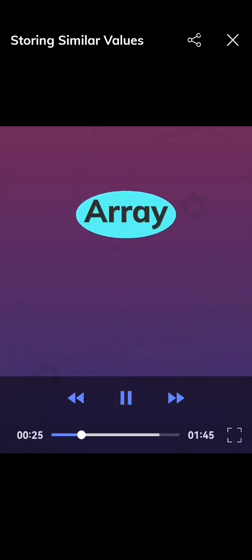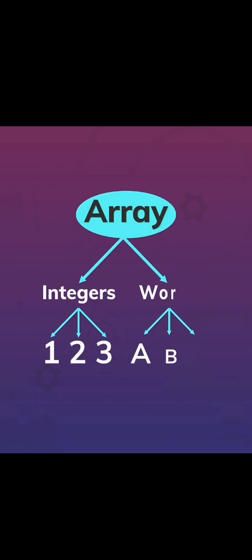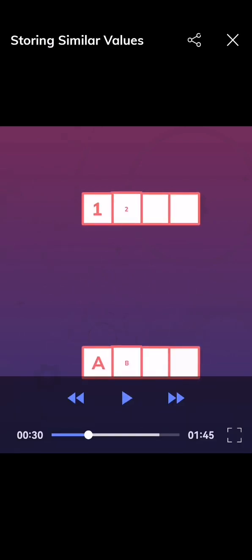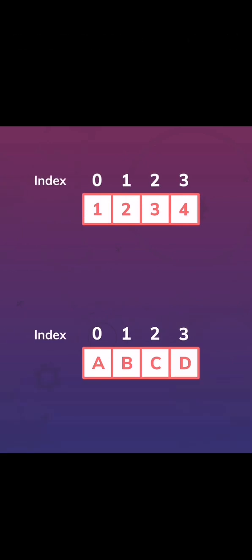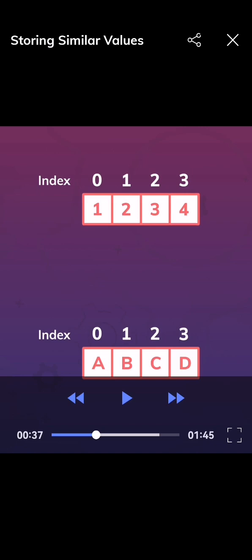In an array, we can store multiple values of the same types, such as integers or words. We can also access each value by its unique position. This unique position is called index. The index always starts from 0, so the value at index 0 is the value in first position.